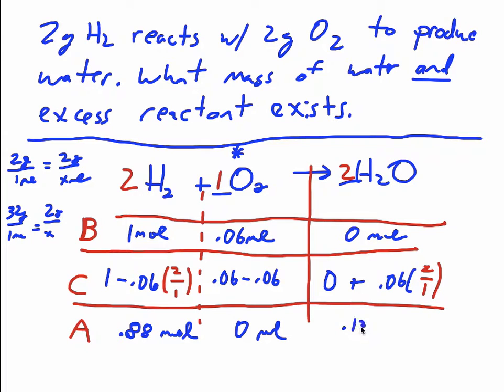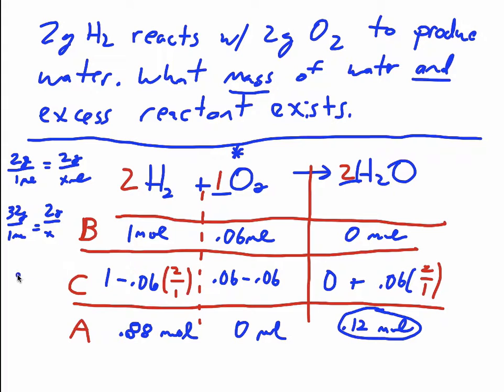And I get 0.12 moles. So when this reaction occurs, if 2 grams of hydrogen reacts with 2 grams of oxygen, I'm left with 0.88 moles of H2 left over, and I produce 0.12 moles. But it's asking for a mass of water. So I need to take this answer and I need to convert it to grams.